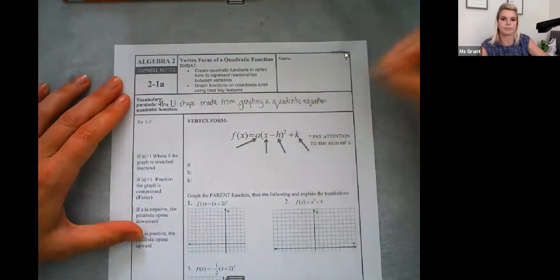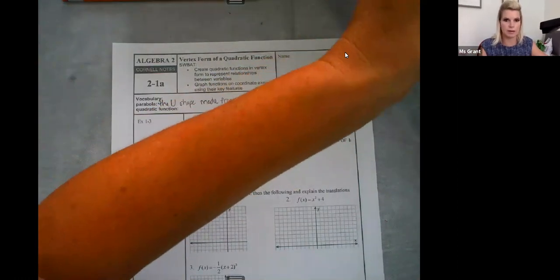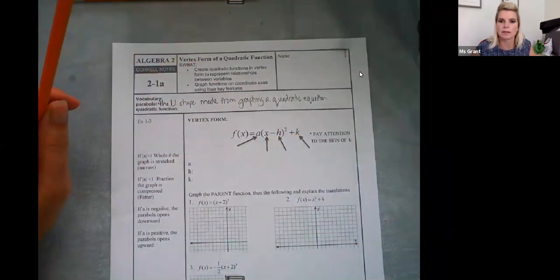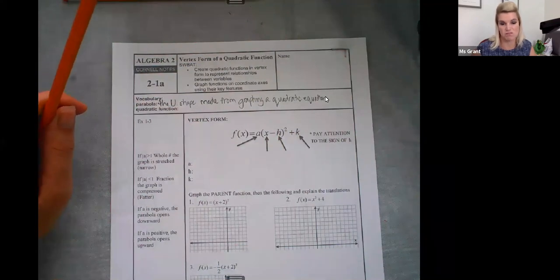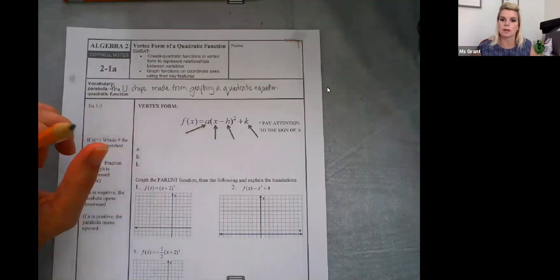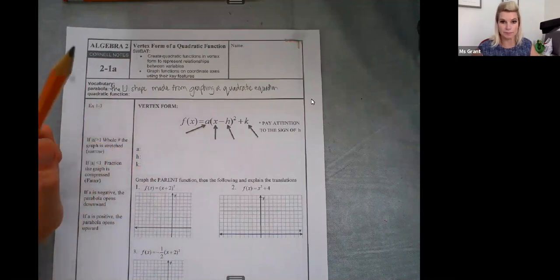Okay. Let's see if this is better. All right. And you know what? I decided. Hold on. Let's see. Do you like that better? I could go like this. I'm never going to be friends with Logan. It's my daughter. Okay.